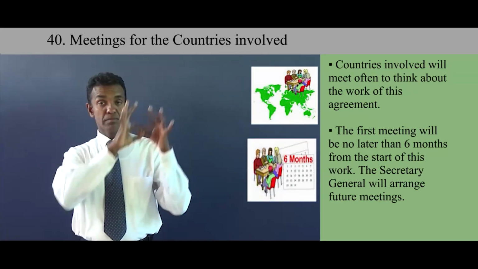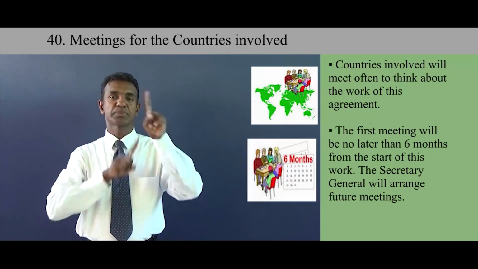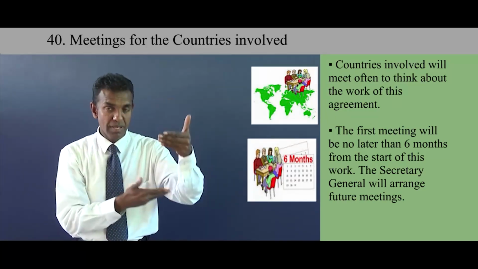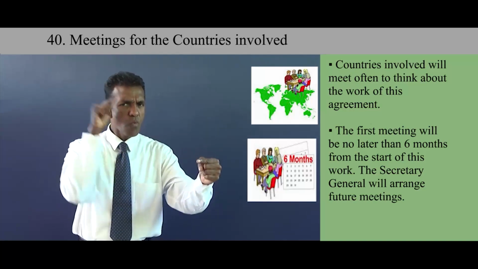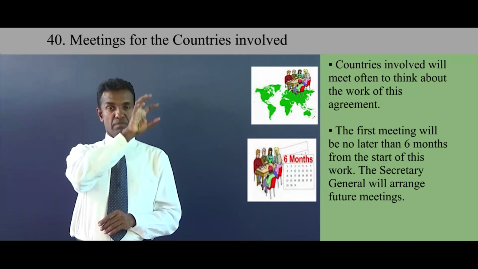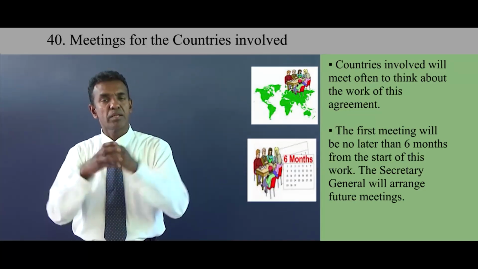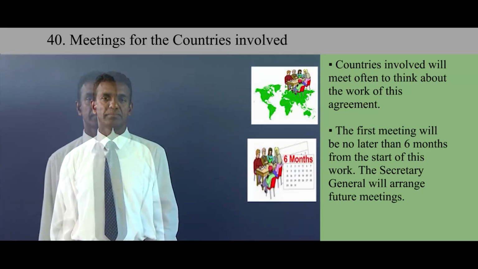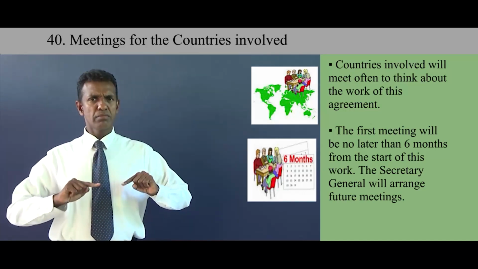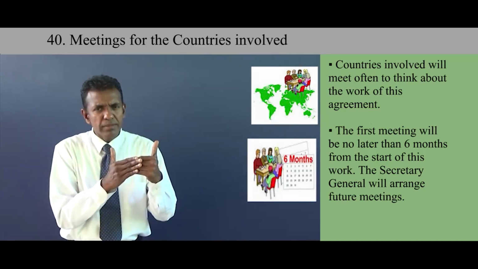Meetings for the countries involved. Countries involved will meet often to think about the work of this agreement. The first meeting will be no later than 6 months from the start of this work. The Secretary General will arrange future meetings.